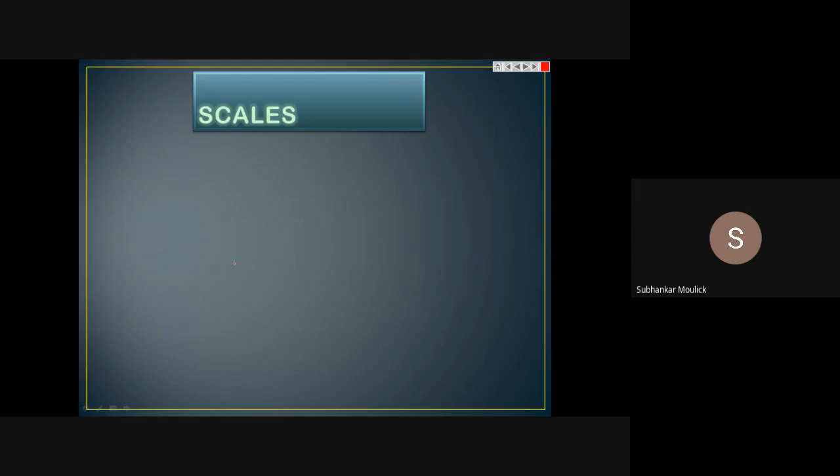What is the importance of scale? I'm not asking you the use of scale. Say tomorrow scale is not available anywhere in the world, then what will happen? What can I not do with the help of scale? Sir, then the drawing will not have any definite size.